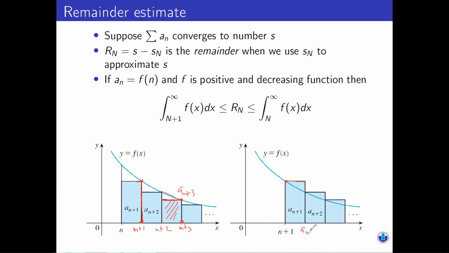And so the sum of this area is still equal to this sum. But now it lies above the graph of f, so it's bigger than the integral, the area of this region here. And so it's bigger than the integral from n plus 1 to infinity of f(x) dx. So this is why you have this. Is this kind of clear, or do you have any questions?